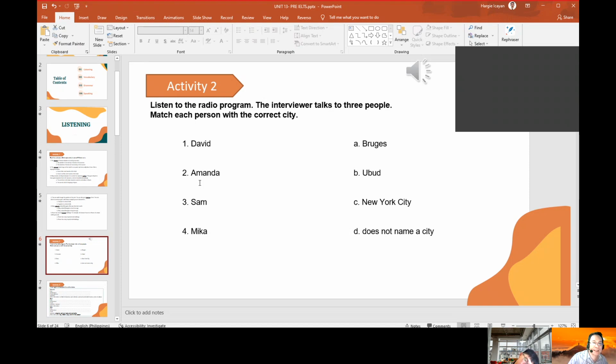Okay, next. What about Sam? Sam, he mentioned Bruges. Okay, so he was able to mention Bruges. And Bruges is part of Belgium. Okay, it's part of Belgium, wherein the legacy in Belgium would be chocolate. So Belgian chocolate.